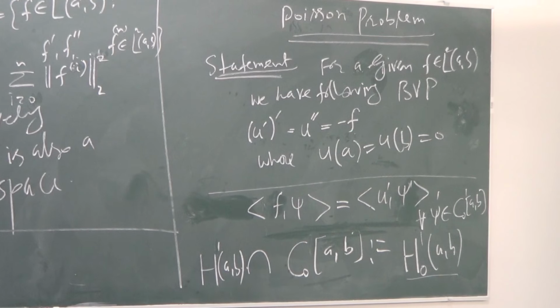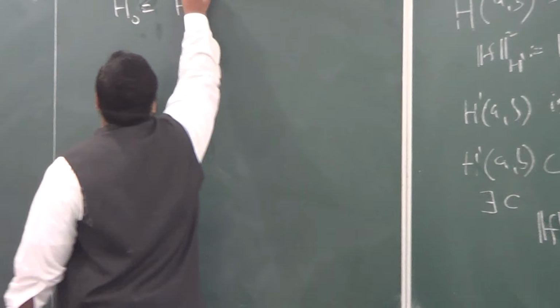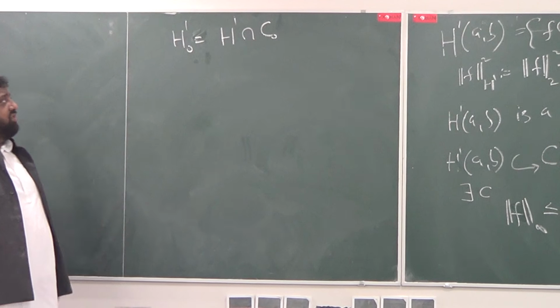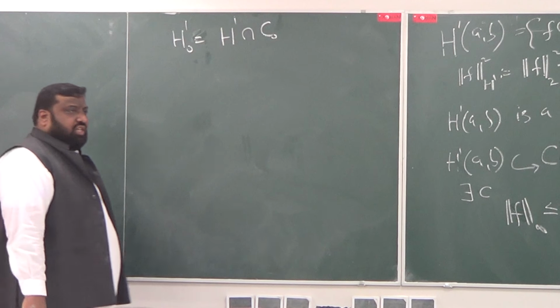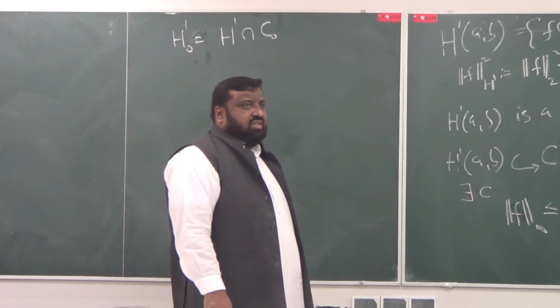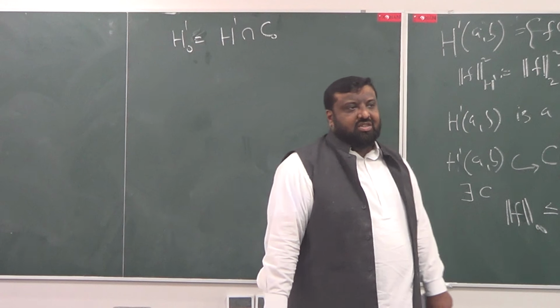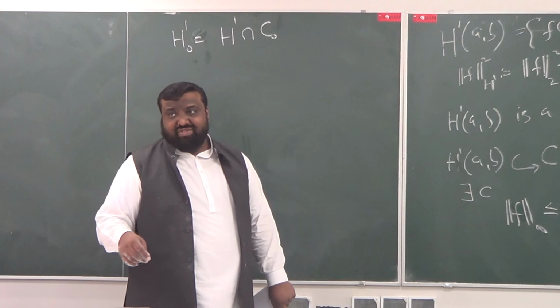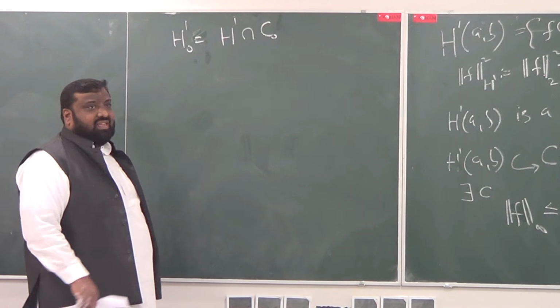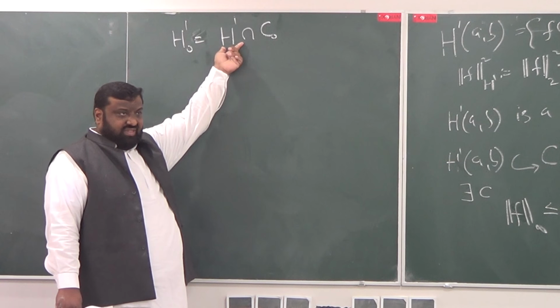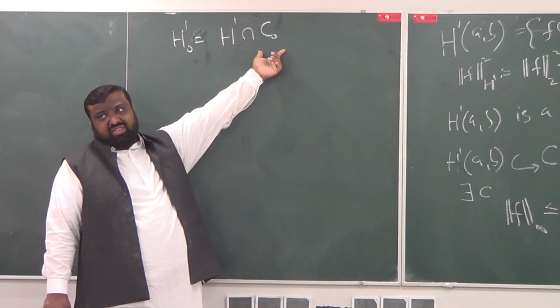But the L2 norm is not computed in C naught. So my H1 naught is H1 intersection C naught, roughly. So what should be the norm on H1 naught, if I want to have a guess? Here's the thing that you should have. Think about it: in H1 it is the L2 norm. So it should satisfy the condition of H1, and it should satisfy the condition of this.